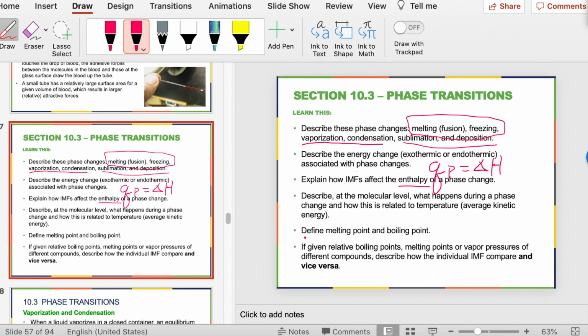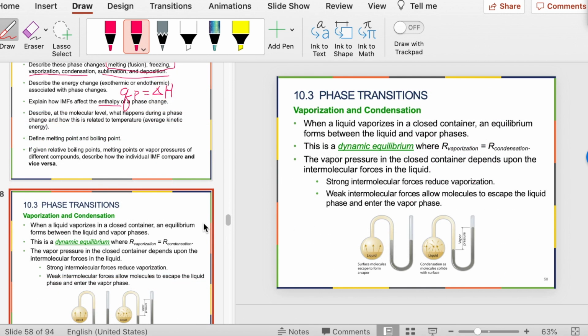You're going to define melting point and boiling point. And this last one is a big one. Given relative melting points, boiling points, vapor pressures, describe how the intermolecular forces compare and vice versa. So this is talking about vaporization and condensation.